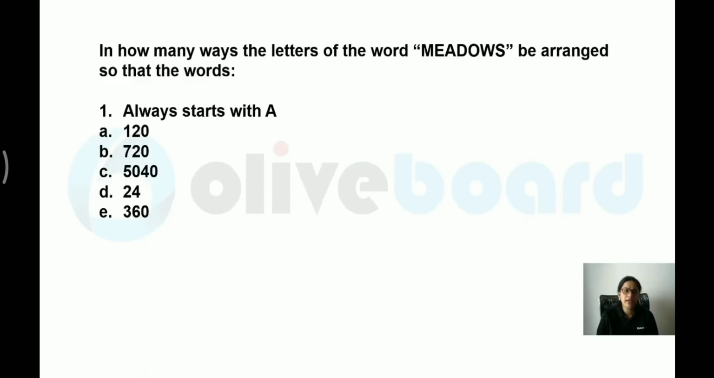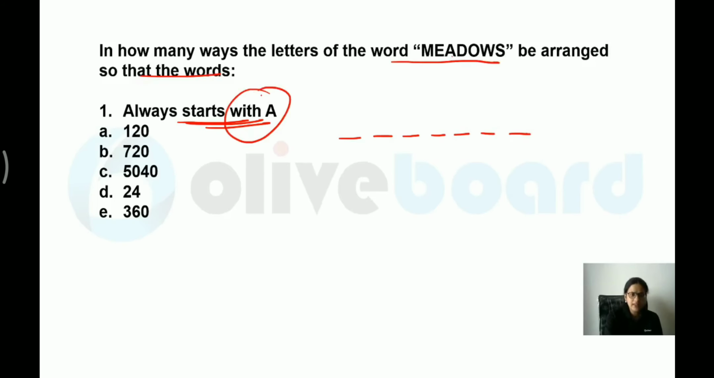Now let me take few more special cases which have been asked in your exam. So here this is the next word. In how many ways word of the letter meadows can be arranged so that it always starts with A? So how many words are, if you count 1, 2, 3, 4, 5, 6, 7. So there are 7 positions over here. Out of this, what I have told you, it starts with A. So here you are fixing A over here.